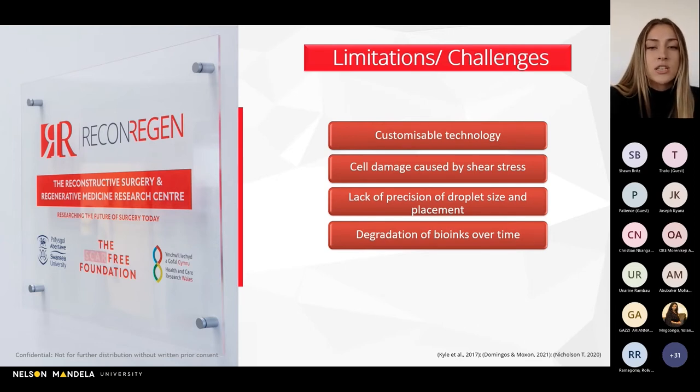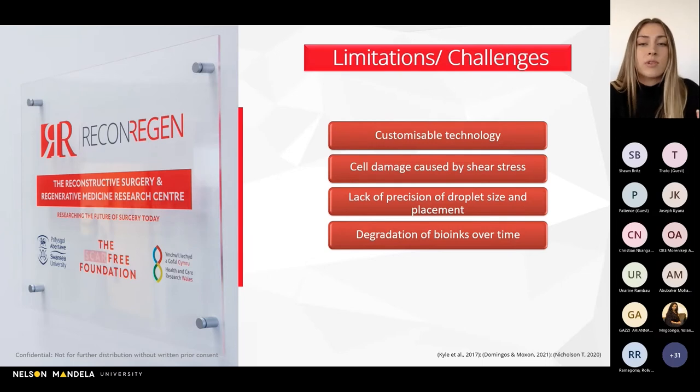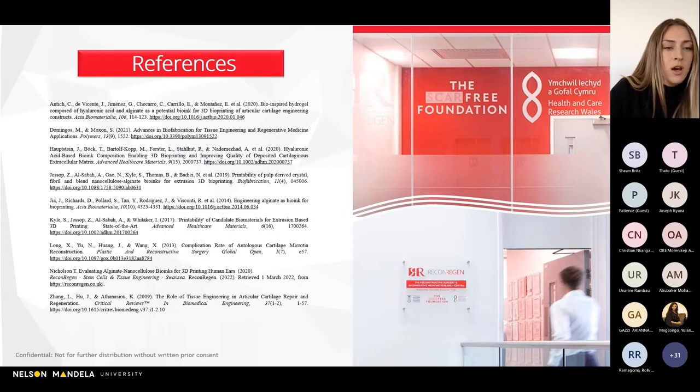Cells can be damaged by the shear stress of high pressure during printing. Therefore, printing has to be limited to low extrusion pressures. These low pressures may cause gaps, droplets, and missing layers, which we saw particularly in the line and ring assays of the study. Although there was no statistically significant degradation of bioinks, degradation over longer periods of time remains an obstacle in their use for cartilage replacements. Despite these challenges, the bioink blends explored in the study show potential for use in the 3D bioprinting of cartilage. These are some references of the background research that I undertook for the study.